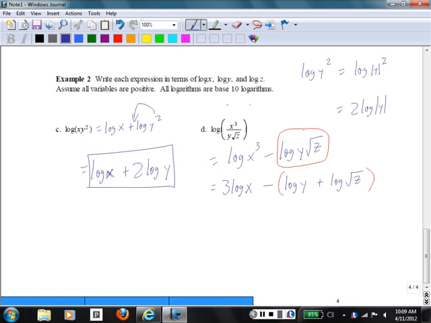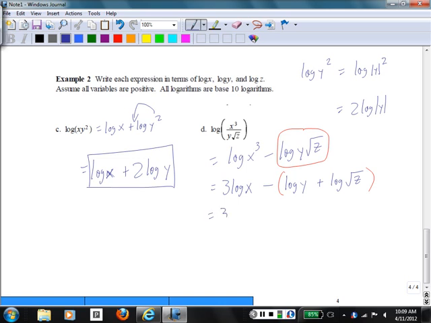Now I want to do two things at once. I want to clear the parentheses and also rewrite the square root of z. We don't have a nice property of logarithms that tells us what to do with the log of a radical, but we do have a nice property of logarithms that tells us what to do with the log of an expression raised to a power. So let's take the square root of z and write it as z raised to the power of 1/2. Z to the 1/2.